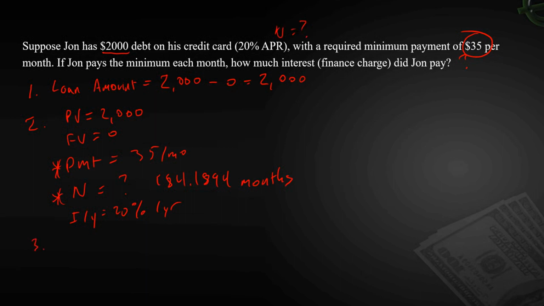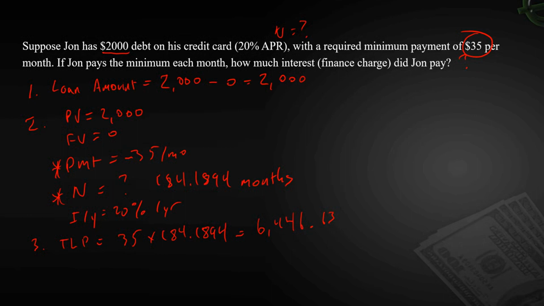So step 3, the total amount we paid on the loan, the total loan payments, is payment, 35, times N, 184.1894. So 35 times 184 is $6,446.63. So that's the total amount he's paid on the loan.